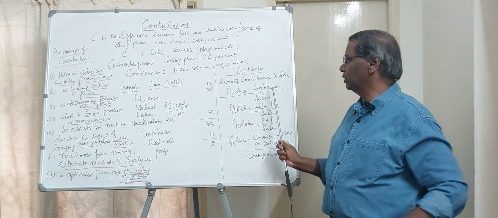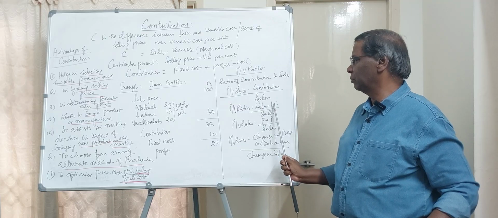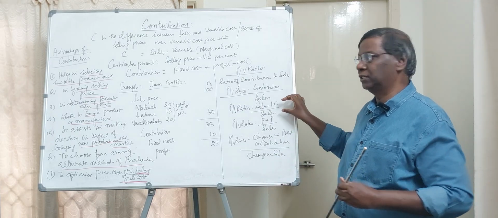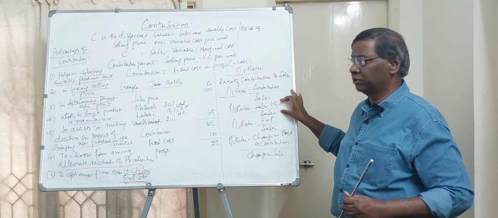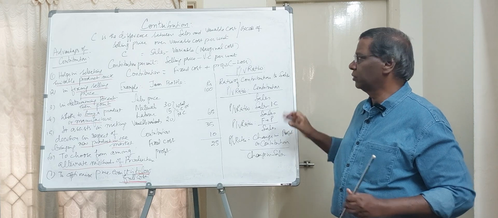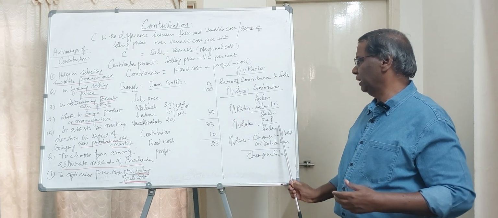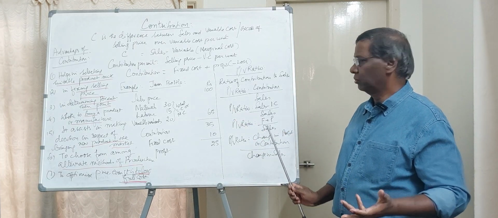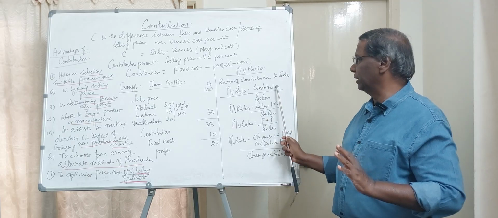So how did you arrive at contribution? Sales minus variable cost, divided by sales. Like that you can put it this way also, or you can put it this way also: fixed cost plus profit divided by sales. All are one and the same. This is the main thing.